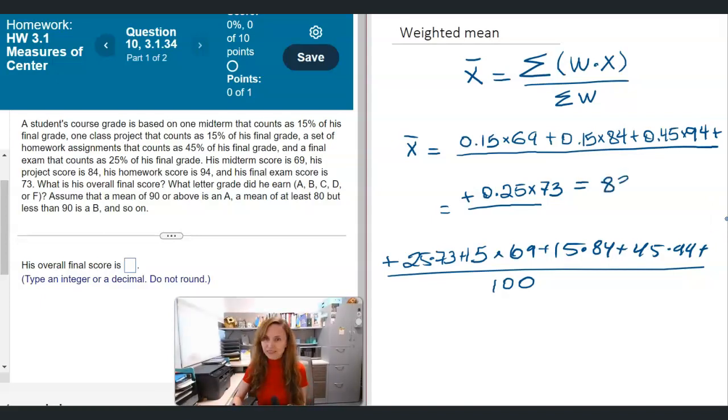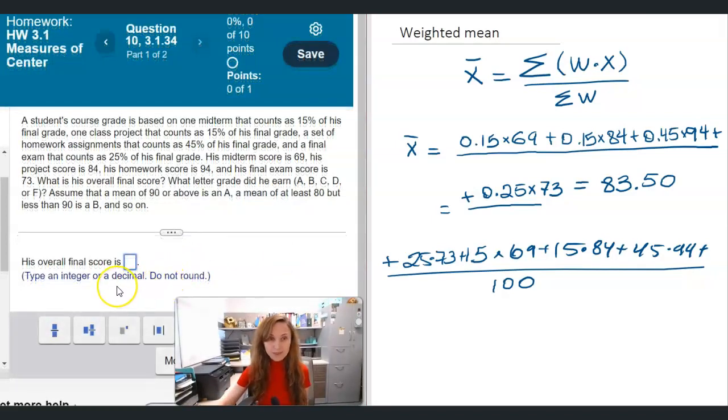And I got 83.50. Let's round it to two decimals. Oh, we don't need to round to decimal. It says type an integer or a decimal. Do not round. Okay, so let's type 83.5. That would be letter grade B.